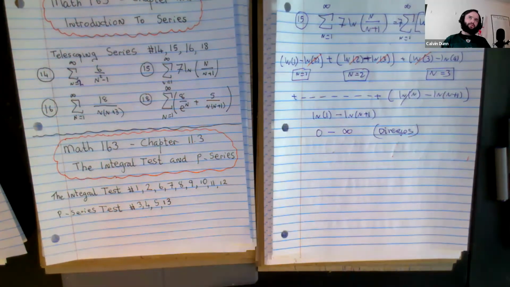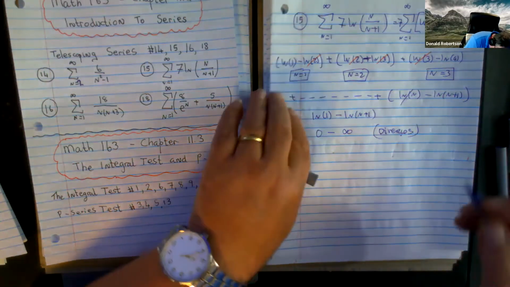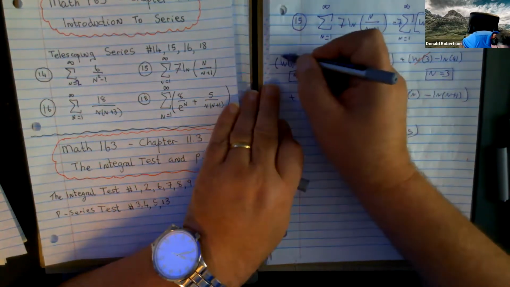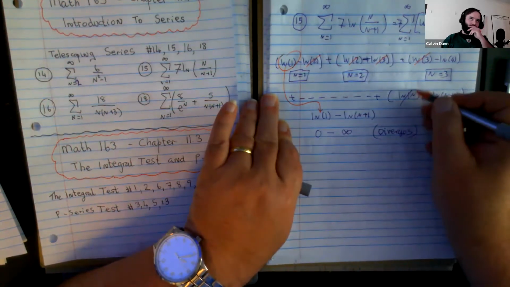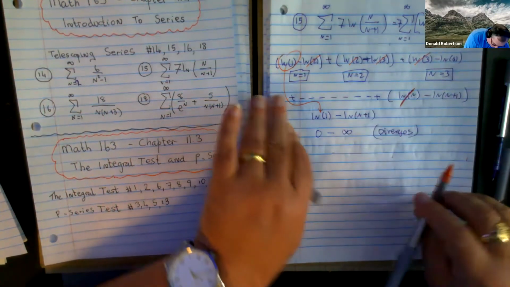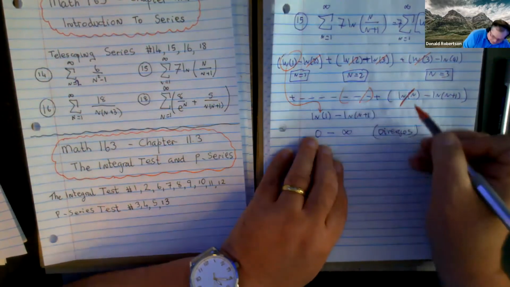Hey, Professor. Yes. Real quick, why did you cross out that natural log of n and turn it into natural log of 1? The natural log of 1 came from over here. Okay. So it wasn't that guy. The reason this guy gets crossed off is there'd be a guy over here that would kill it. Okay.